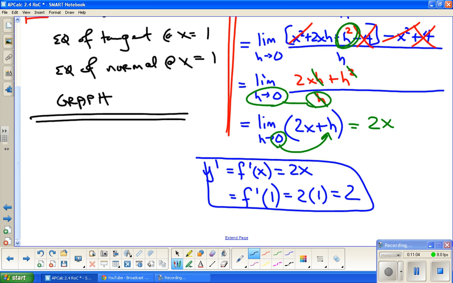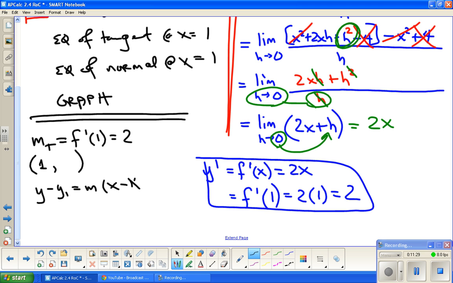Well, I know the slope of the line tangent to the curve. That's just f prime, or in other words the derivative, or in other words the instantaneous rate of change. It was 2. I'm finding this at the x value of 1. Well, in order to write the equation of a line, I need to know the slope and a point. Kind of a big fan of point-slope form of the equation of a line. Just why? Because it's easy to work with.